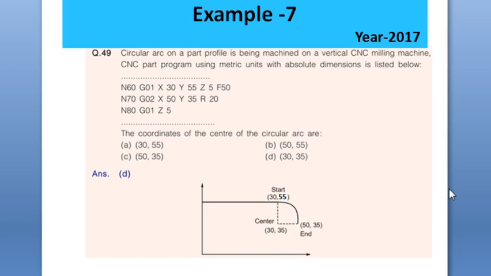This is the correct answer. 35. The option is D.